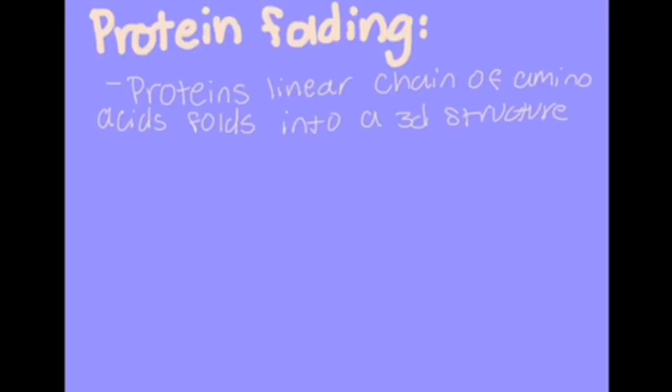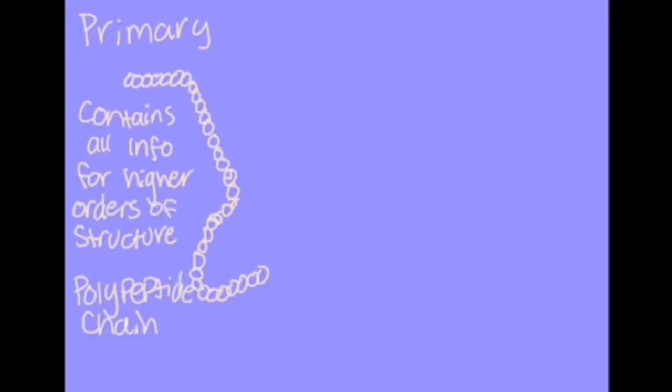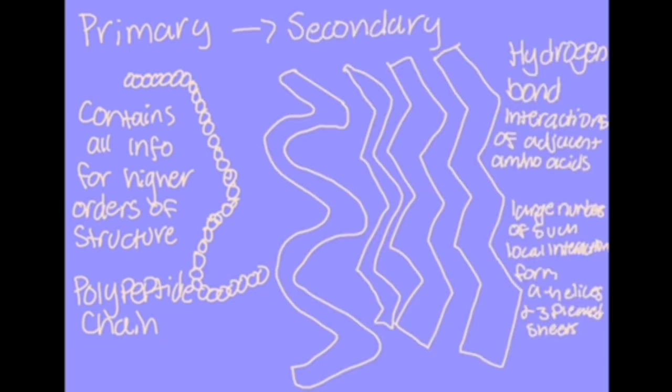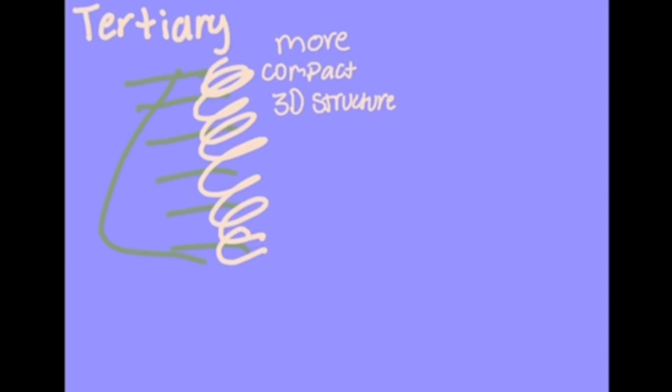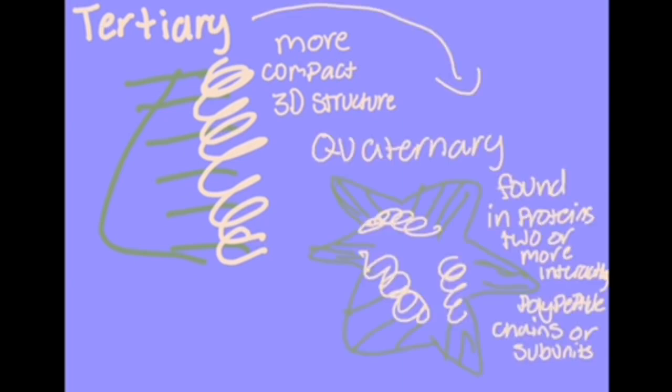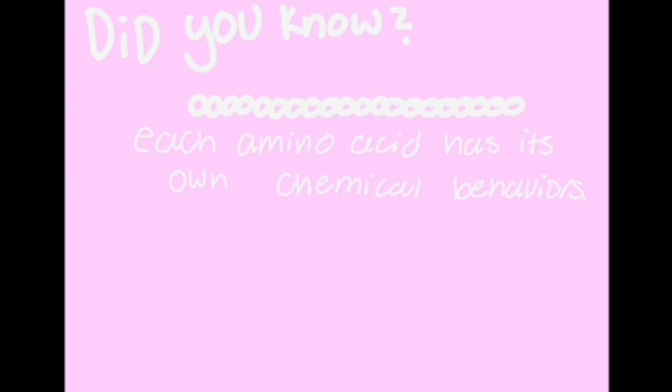Now let's talk about protein folding. Starting with primary, this contains all info for higher orders of structure. Now let's talk about secondary. This is where large numbers of such local interactions form alpha helices and beta pleated sheets. Now tertiary. This is a more compact 3D structure. Lastly, quaternary. This is found in proteins of 2 or more interacting polypeptide chains or subunits. Did you know each amino acid has its own chemical behaviors?